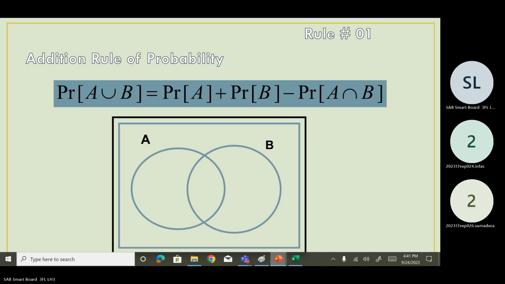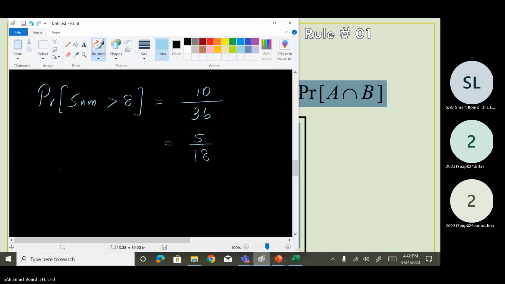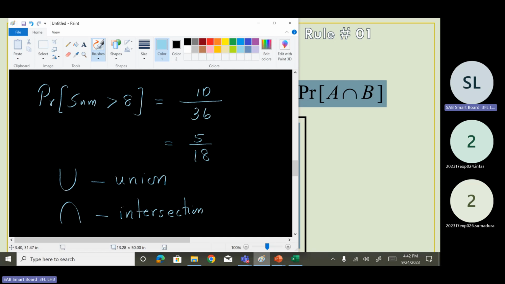In sets, we come across two operators: union and intersection. A union B, A intersection B, you know this stuff. Union and intersection.